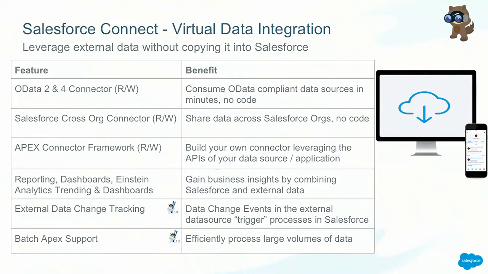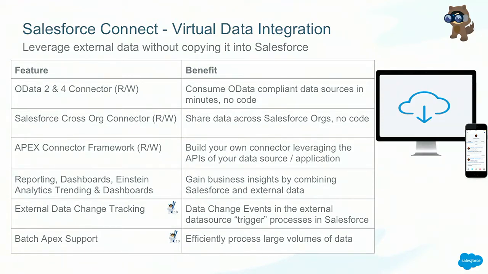There are three major areas that are important. First and foremost, connectivity leveraging OData 2 and OData 4. So your external data source would have to be OData 2 or OData 4 compliant. We also have a Salesforce cross-org connector, which allows you to connect with other Salesforce orgs. Both of these are in read and write mode. And then, of course, today we talk about the Apex Connector framework. This is really designed to access applications that have an API, but that are not necessarily OData compliant. So you can basically build your own connector to connect with those data sources.